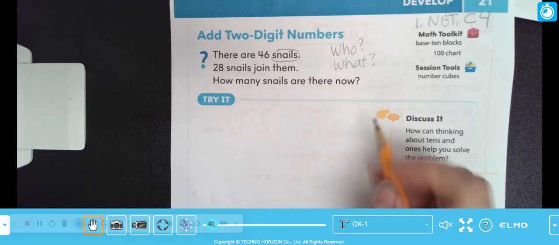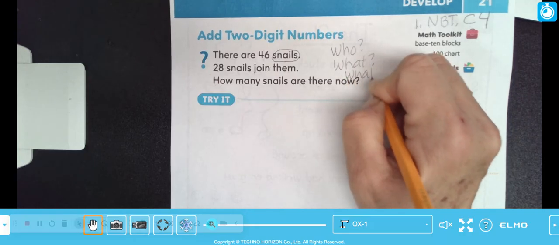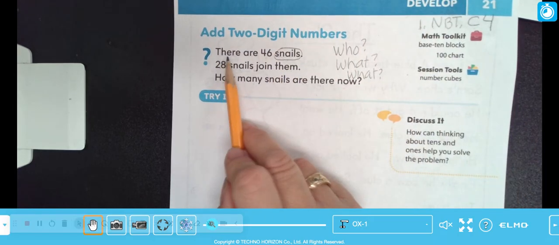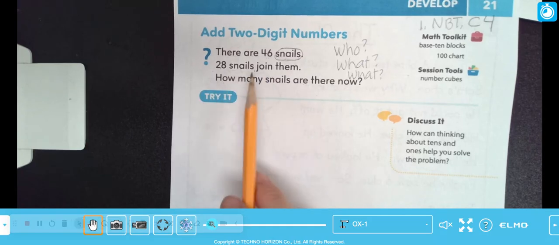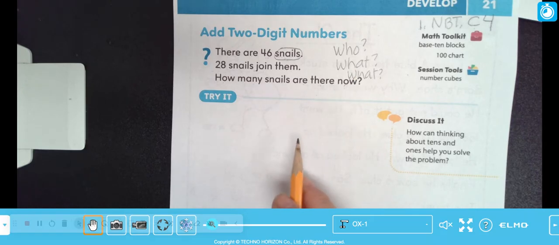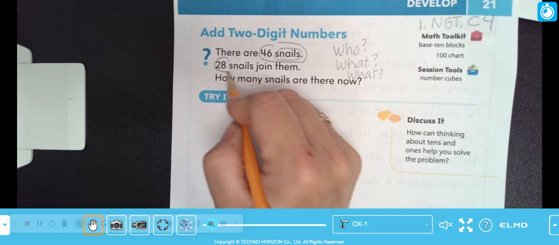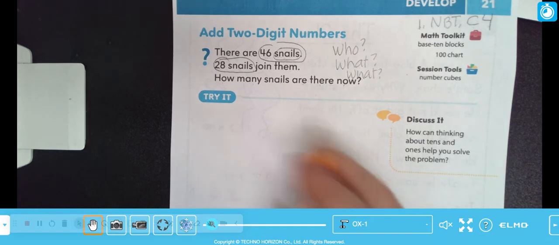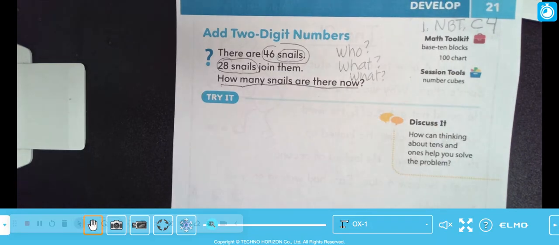Okay, next thing is, what do we know and what do we not know? Let's read it again. There are 46 snails. 28 snails joined them. How many snails are there now? So what do we know? Well, we know that there were 46 snails at the beginning, right? And then we know that 28 more came. That's what we know. What we don't know is how many snails there are now.